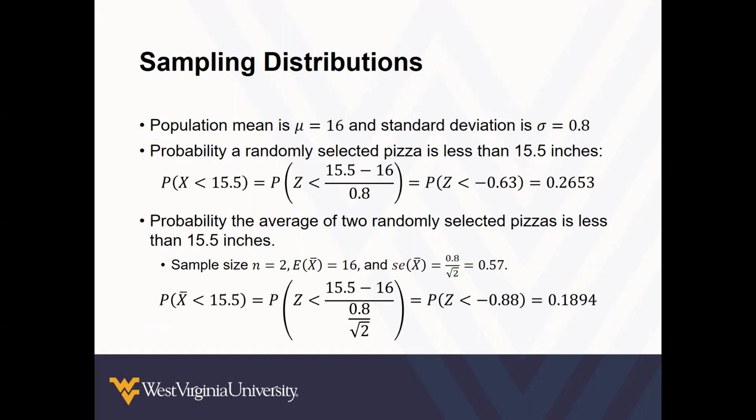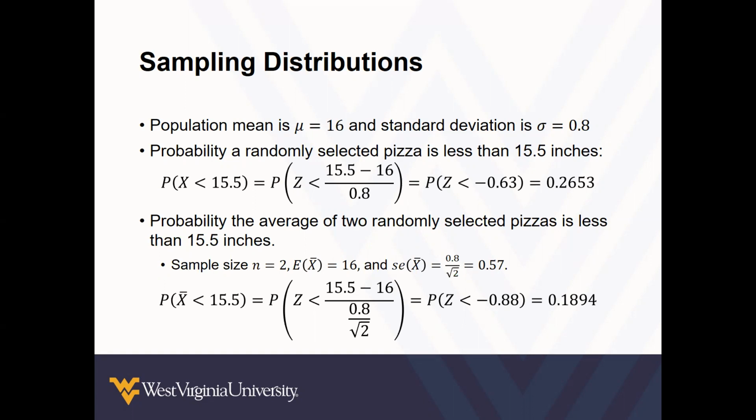First, we want to determine the probability that a randomly selected pizza is less than 15.5 inches. To find the probability, we must first find the z-score corresponding to 15.5 inches, given what we also know about the mean and standard deviation, and look up the probability corresponding to that z-score. We find the probability is about 0.2653, or about 26.53%.